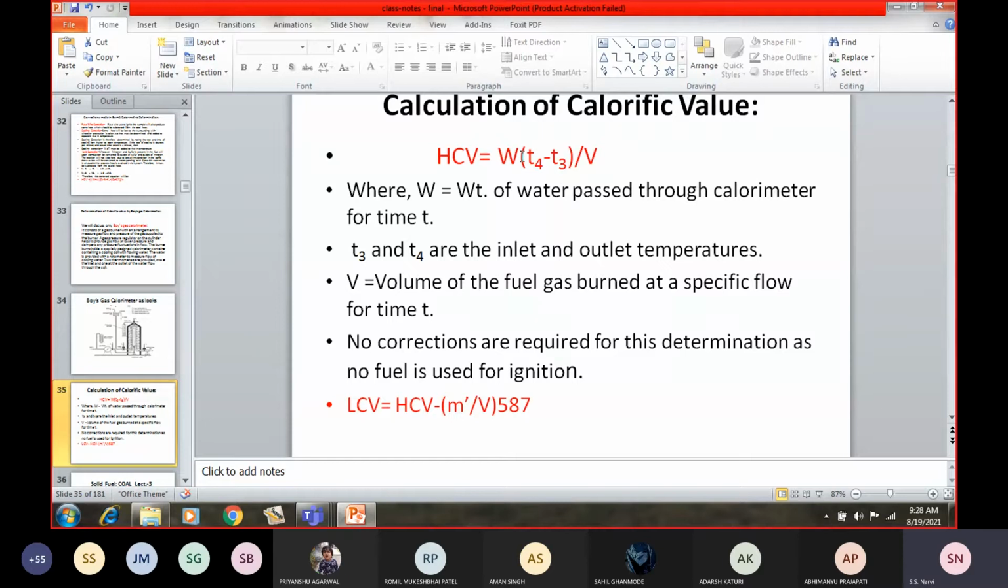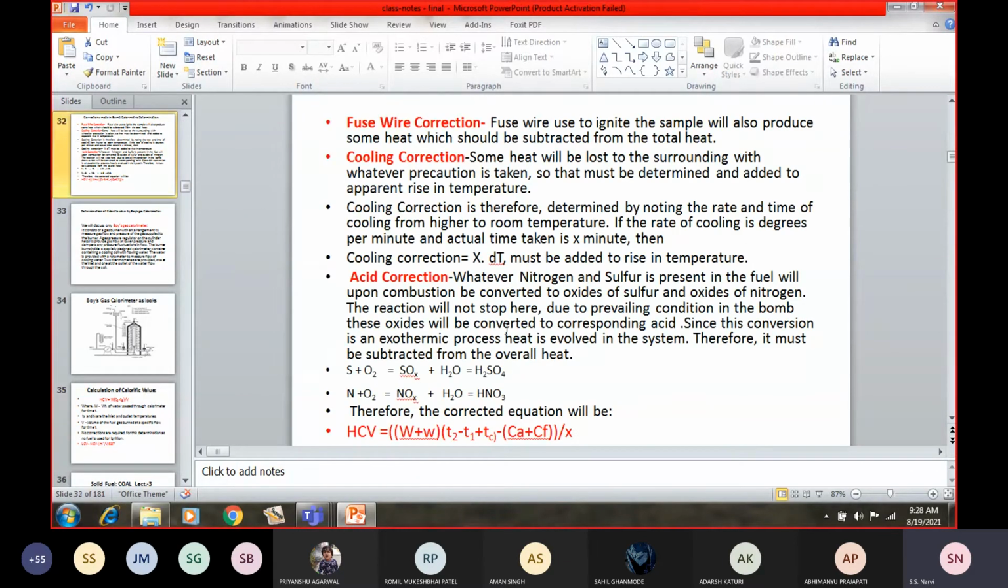So now no heat will be further absorbed by the material of the calorimeter, isn't it? So a capital W is a sufficient parameter for determining this, T4 minus T3, and then divided by V. This I told you. Then what about other corrections? You see, here you have TC. We will discuss TC. Small w we have already discussed.